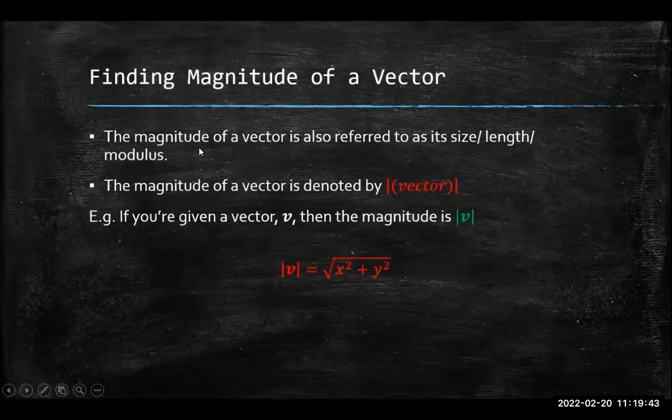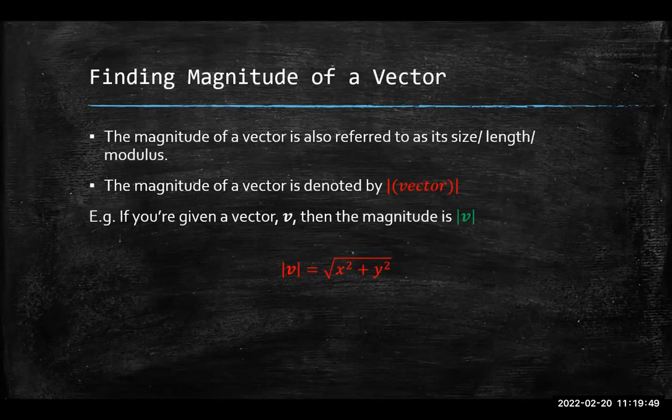So you need to know that the magnitude of a vector is also referred to as the size of the vector. You might see the length of the vector or the modulus of the vector. You can see any of these terms on the exam. They might ask you to find the magnitude, size, length or modulus of the vector, and you need to know that this is what they're talking about.